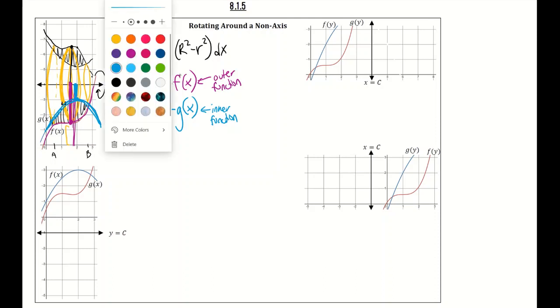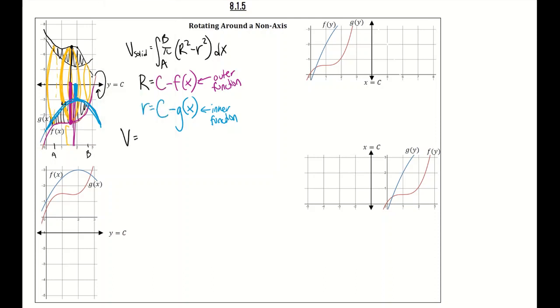So what that becomes when I put all this together is it looks like this. Pi times the integral from A to B of big R, which is c minus f of x, squared, minus little r, which is c minus g of x, squared, dx. So it is still the washer method, or if it created a disk, it'd still be the disk method. But the big R and little r, you're going to want to set these up separately before plugging them into your integral. Don't start with an integral on these ones. Start with big R, then little r, then plug it into the formula. Okay.